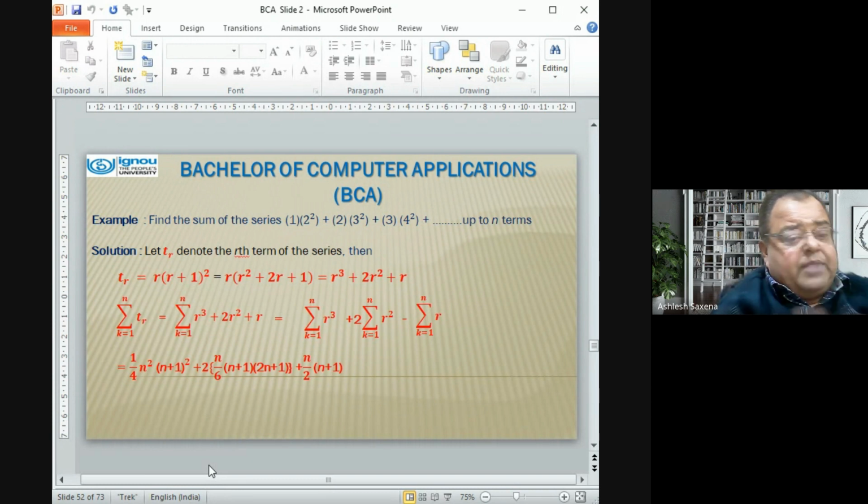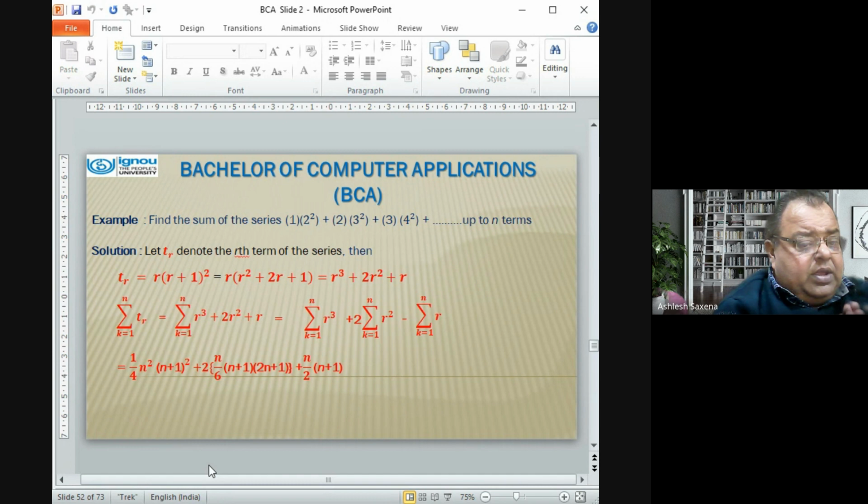Just expand it. Summation of R cube does not have any coefficient, so leave it. Summation of R square has a coefficient of 2, so that summation will be multiplied by 2. And the third one is summation of R. Just placing the values: 1 by 4 n square into n plus 1 whole square, plus 2 times n by 6 into n plus 1 into 2n plus 1, plus n by 2 into n plus 1.